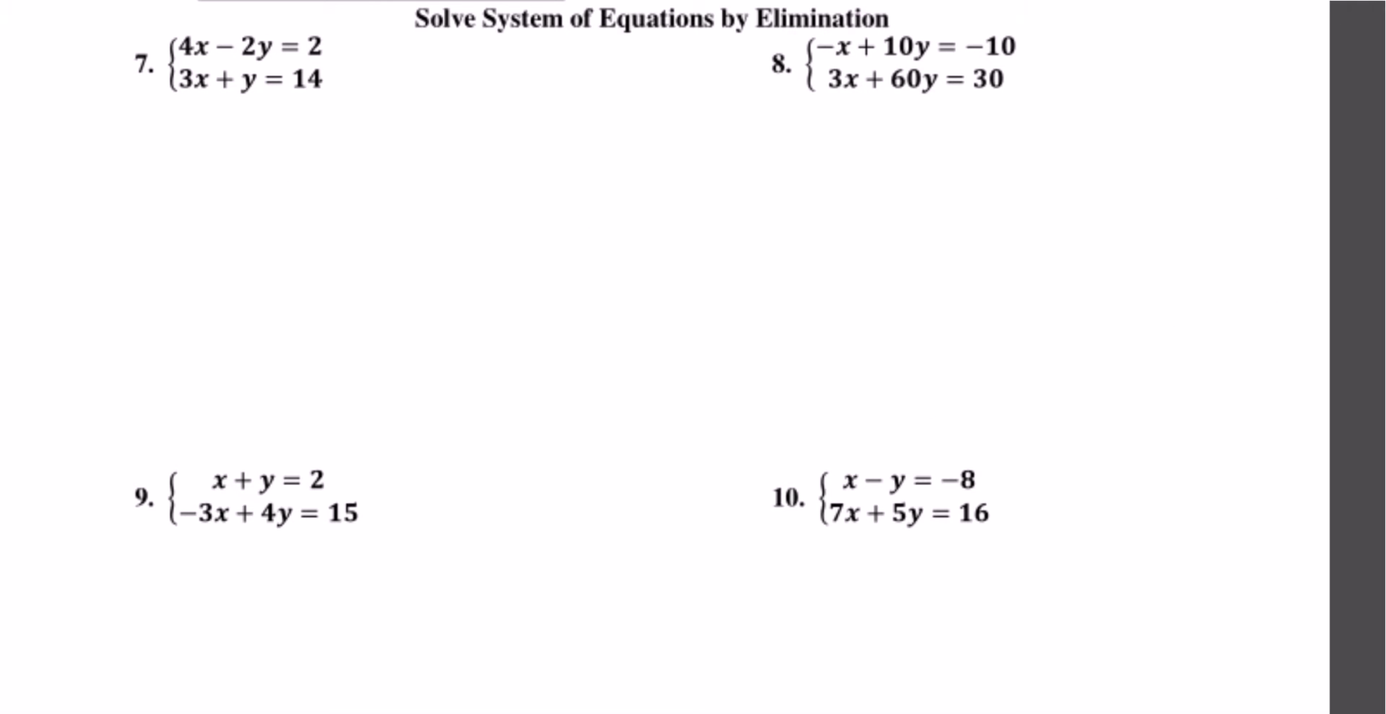Alright, so now it's going to be a little bit harder because on the second page you're going to have to multiply. So I'm going to look at number 7. I'm going to look at the y's. I want the y's to cancel out, but they need to be opposite signs. So I'm going to multiply the bottom by 2.